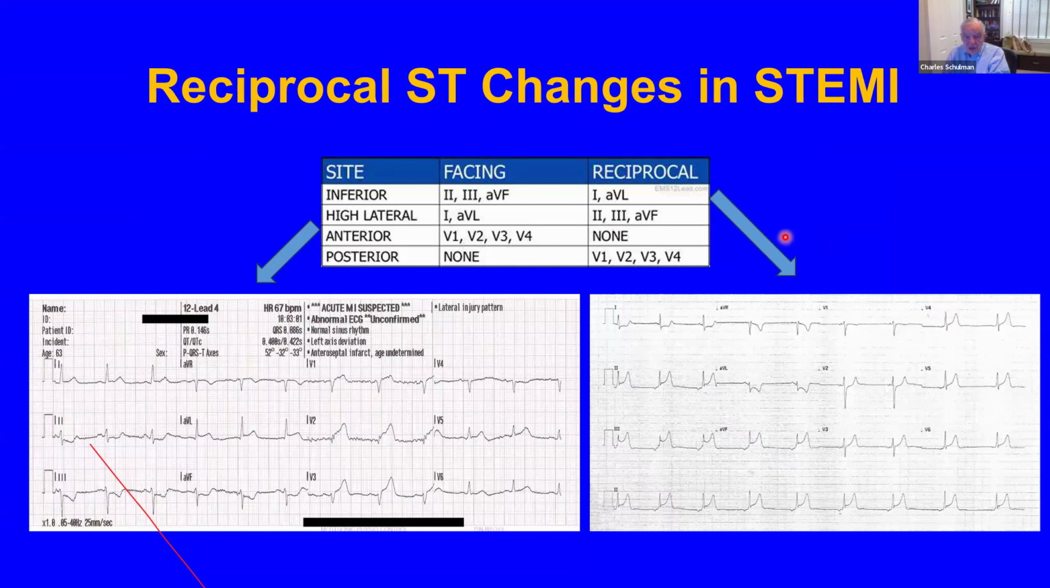Now, a common cause of ST depression is reciprocal ST changes in STEMI, ST elevation MI. So if you have ST elevation in 1 and aVL, reciprocal changes would be ST depression in 2, 3, and aVF. Likewise, if you have ST elevation in 2, 3, and aVF, the reciprocal changes would be ST depression in leads 1 and aVL.